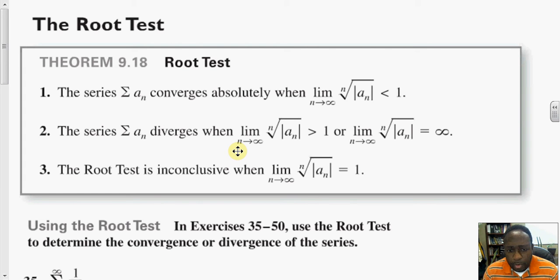We looked at the ratio test before, now the root test. The root test examines convergence of a series. The argument is the same as in the ratio test, but instead of using the absolute value of the ratio, we now use the absolute value of the nth root. So we said that the series converges absolutely when the limit of the nth root of the absolute value of the sequence is less than 1.